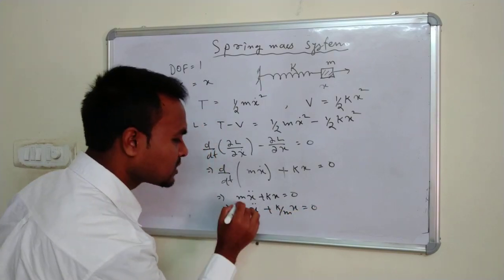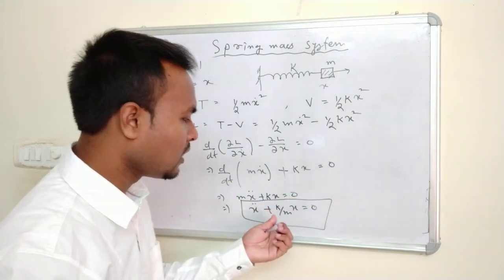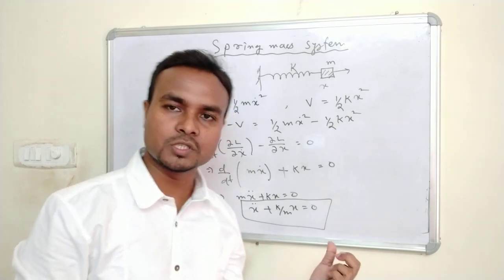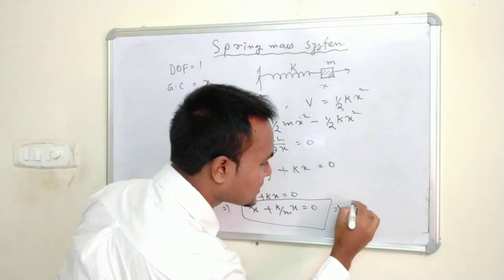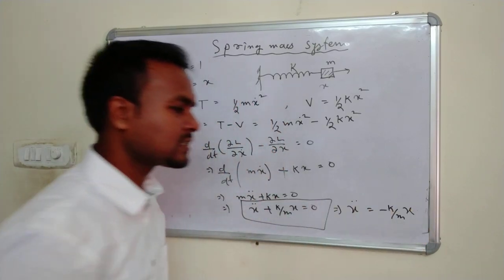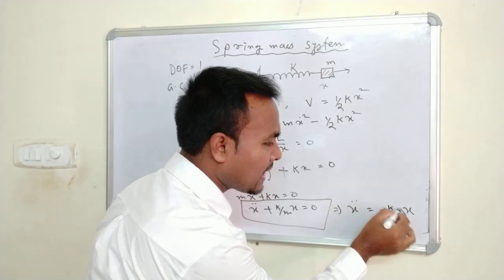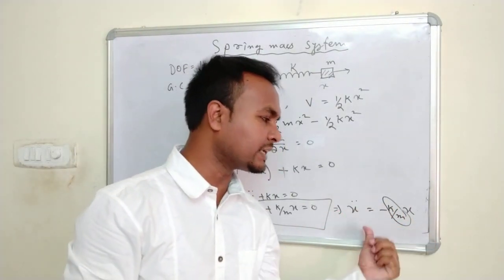Or m x double dot plus kx equals 0, that is x double dot plus k upon m x equals 0. This equation is nothing but the equation of simple harmonic motion. So x double dot equals minus k upon m x, where x is the displacement. Here k and m are constants, so the acceleration is proportional to the negative displacement.